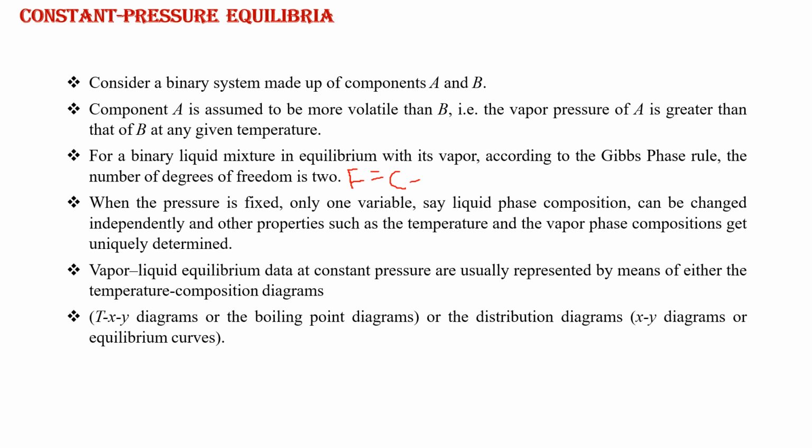C minus P plus 2. Here then the VLE data, that is, vapor liquid equilibrium data, is represented by the temperature composition diagram at a constant pressure. The TXY diagram is also known as the boiling point diagram, and the XY diagram is the distribution diagram, that is, the equilibrium diagram.